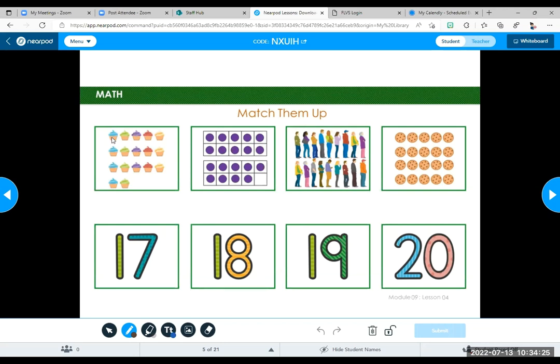So look at the little cupcakes. Aren't they cute? Can you count these cupcakes for me? And when you count them, we'll match them. Yeah, and we have cookies. And we have personas, people, and we have dots, and we have cupcakes. All right. So, do you want to help me count the cupcakes? Okay, let's do it in English.